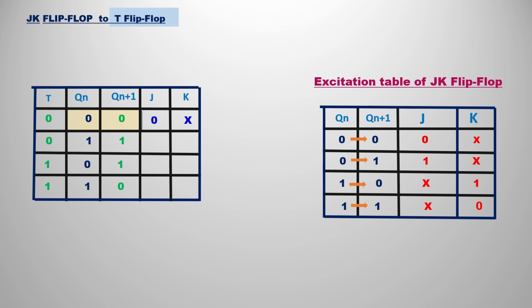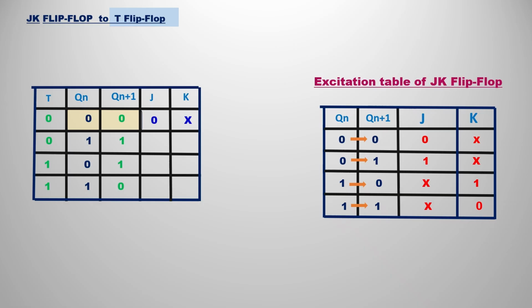So the next conversion is from JK flip-flop to T flip-flop. T means toggle flip-flop. We already know what is meant by T flip-flop. When T is equal to 0, the Qn plus 1, the next state, would not be changed, it stays the same as the previous state. When T is equal to 1, the present state, Qn, would be toggled to the next state, that is Qn plus 1. You can also observe over there.